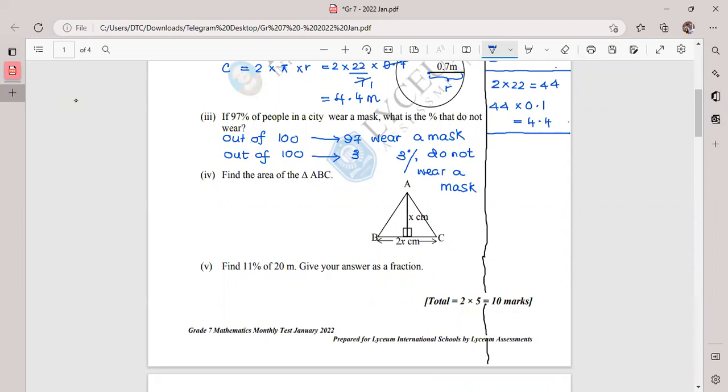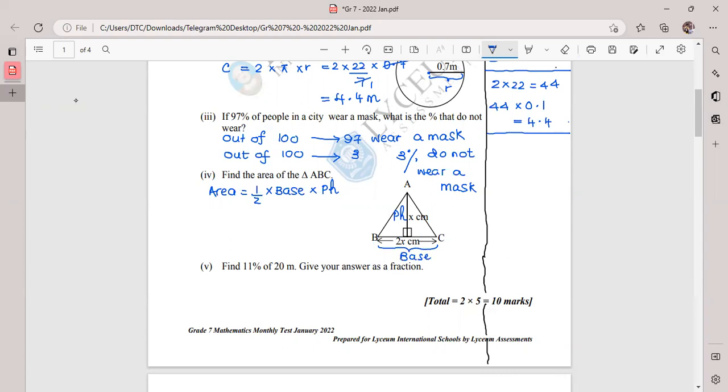Then question number 4. It is the area of a triangle, right? What is the formula? First of all, you want to write area is equal to half into base into perpendicular height, right? So first of all, you want to identify what is the perpendicular height. This is the perpendicular height. And what will be the base, children? So this will be the base, right?